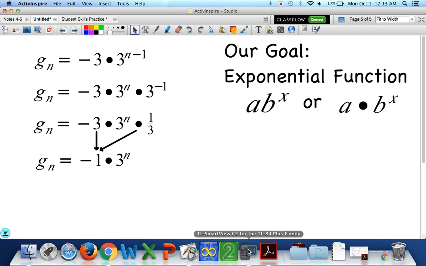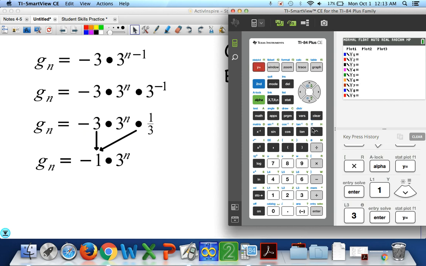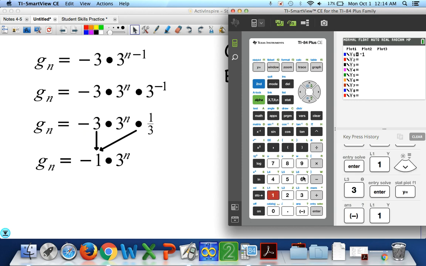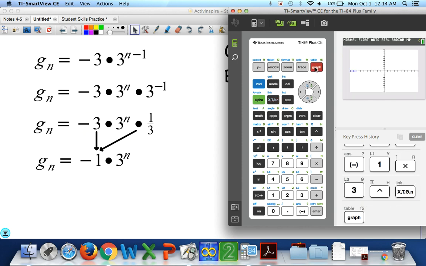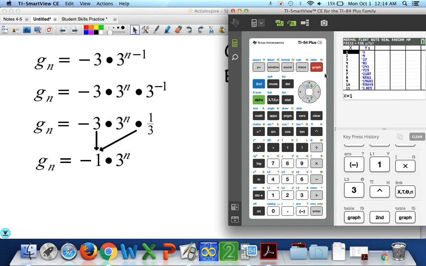If you want to graph it, you simply hop over here into your calculator and clear out whatever junk someone's left in there from a different class. -1 times 3 raised to the n power. Remember, we don't have the letter n, but you see it right here, so I can just use the letter x. If you want to graph it, you can, but really what we're interested in, because we're graphing this by hand, is the table. Pop over to the table. Our first term would be -3, our second term would be -9. So these are our points: 1, -3; 2, -9; 3, -27, and so on and so forth, all the way down to this last point.